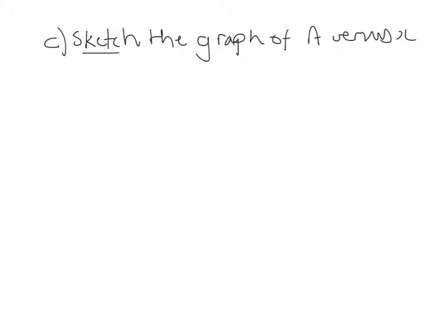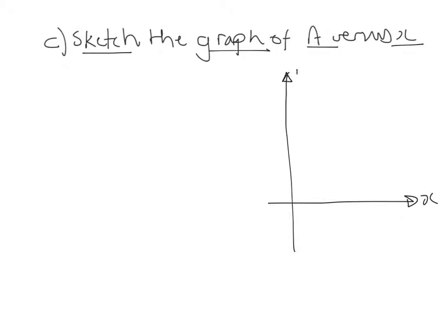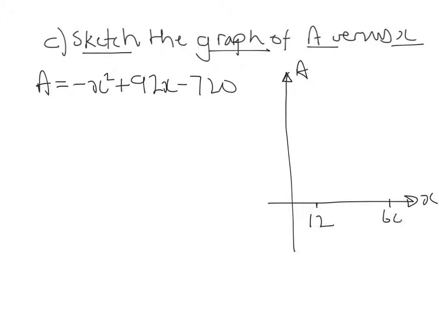Okay, part C says sketch the graph of A versus x. So if we had x on the bottom, what would the area of this graph be? We worked out before it was minus x squared plus 92x minus 720. Remember that we have a domain here between 12 and 60.